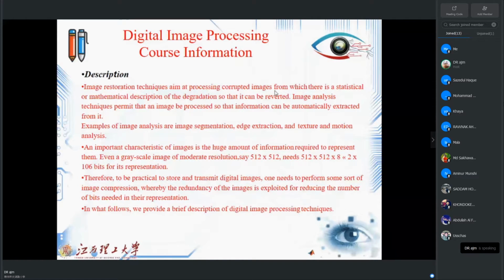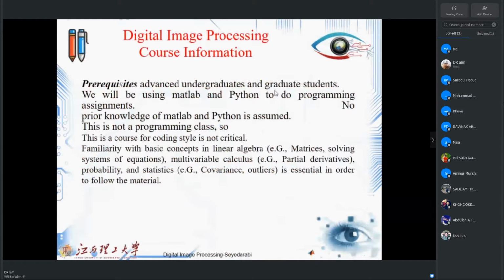You saw this before. We are going to study and introduce some techniques for this. We can say that this course will be used by graduate students.